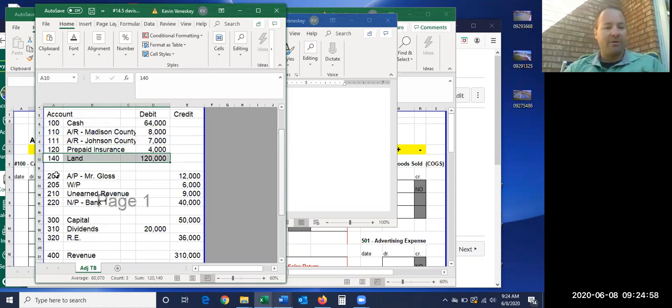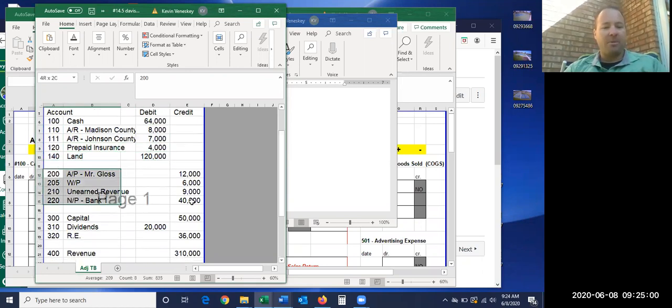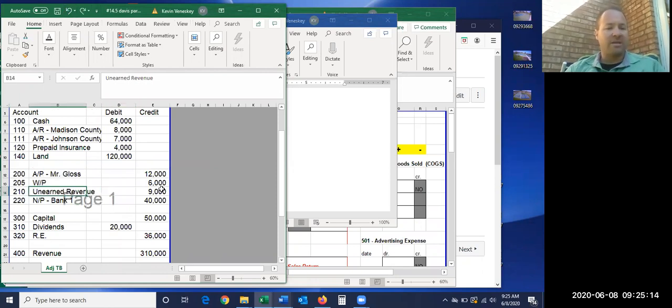And then you come down here into the 200 accounts. These are our liabilities, things that I owe. A lot of times it's money. But in this case, it's also with the unearned revenue. It's I owe a service to somebody.